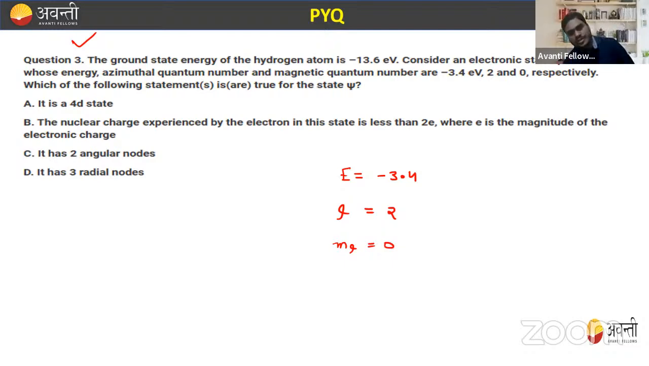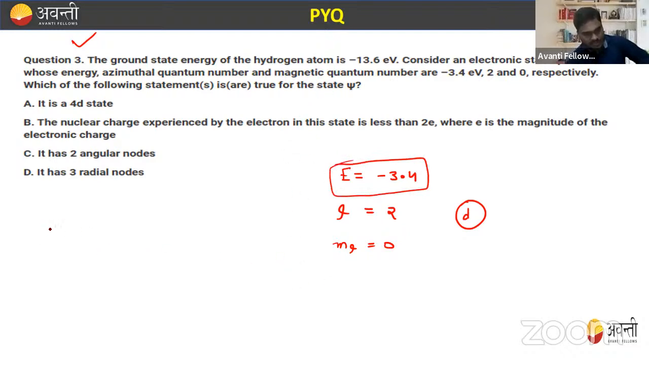Now L equal to 2 represents what? D. It represents D. Then in which D, 3D, 4D? How will you derive this? Now if the energy is given, then you can easily calculate n. How will you calculate n? Because this is for a hydrogen atom.